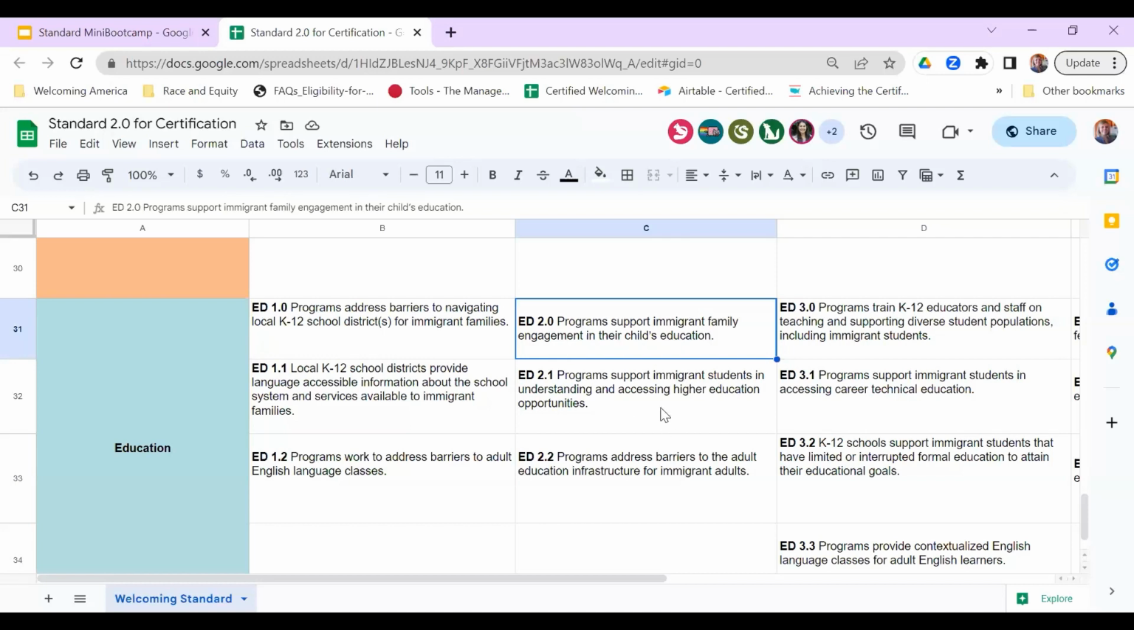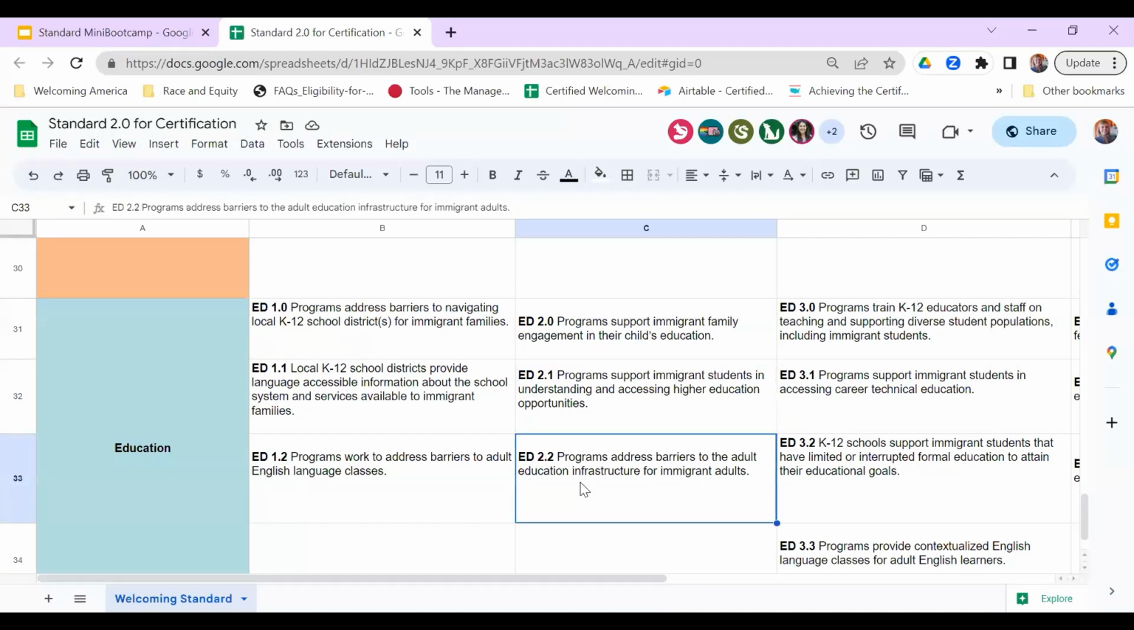And then here we have 2.1. Just want to note that this criteria is for high school students, right? So thinking about supporting high school students in accessing and understanding their higher education opportunities. It really should be beyond FAFSA nights that are for the whole school, and it should be beyond what is typically or traditionally provided for all students. Should really be intentional about understanding the barriers that immigrant students face.